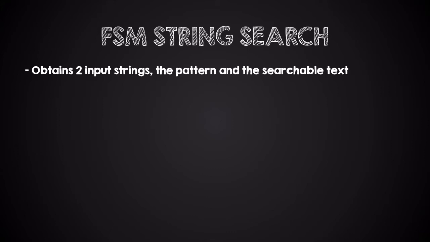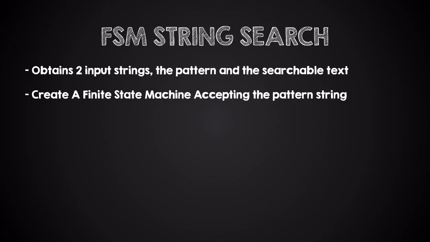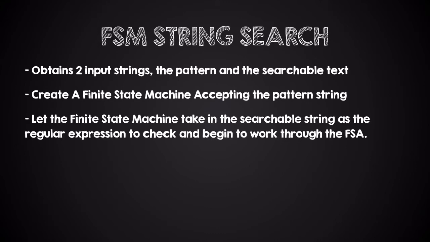Next comes the most complicated part of the algorithm, which is that the algorithm creates a finite state machine which moves to an accept state when you see the pattern within the regular expression inputted to the finite state machine. We use the searchable text as a regular expression which the finite state machine takes in and begin to process the regular expression through the finite state machine.